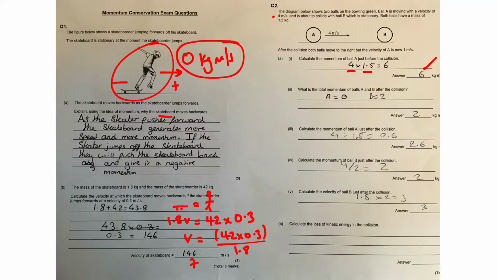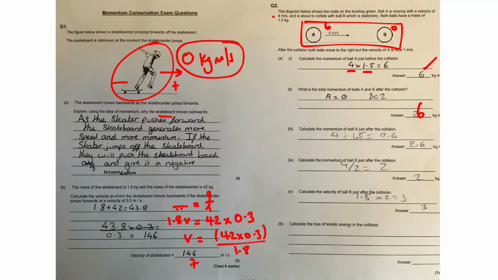Well, before and after the collision the momentum is the same. So if the momentum of ball A was 6 at the start, ball B, it says, isn't moving, so 0. So the total momentum after the collision must be 6 plus 0, so the answer would be 6.